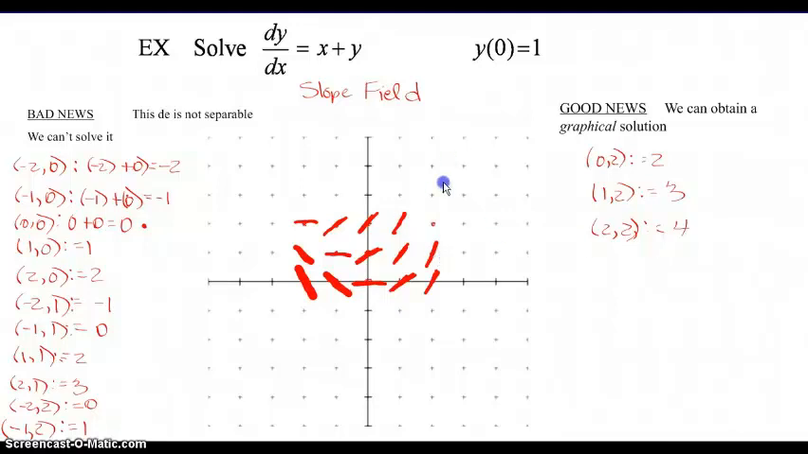And then a slope of 4 should be even more steep than my slope of 3. So you get the idea. There's what part of the slope field will look like. And they want us to draw the solution curve through the point (0, 1), this point right here.